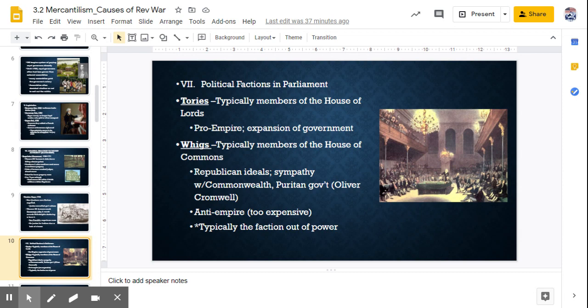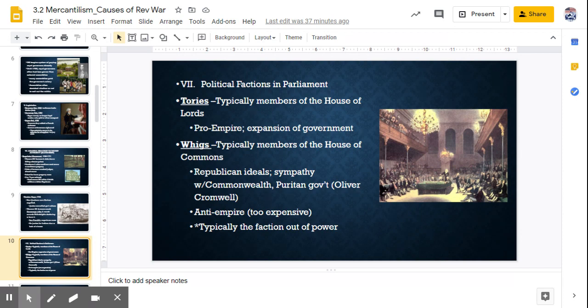One group was called the Tories, and they were usually the elites. They were members of the House of Lords. They were people who are heavily invested in most cases in the empire, whether that was in trading vessels, plantations in places like India and in North America. Those people want to see as many laws and as much bureaucracy as possible to maintain this mercantilist system.